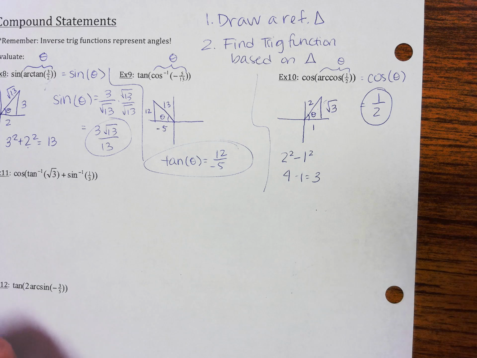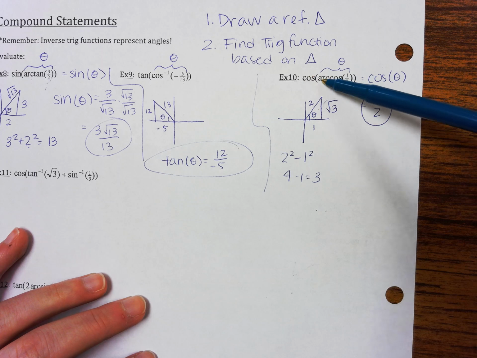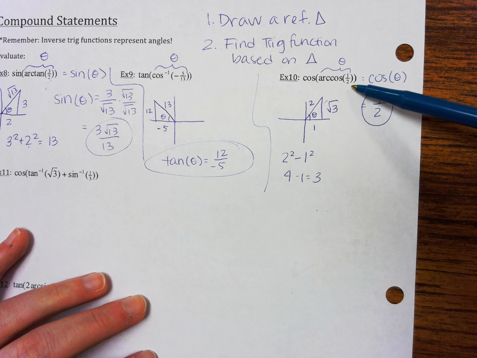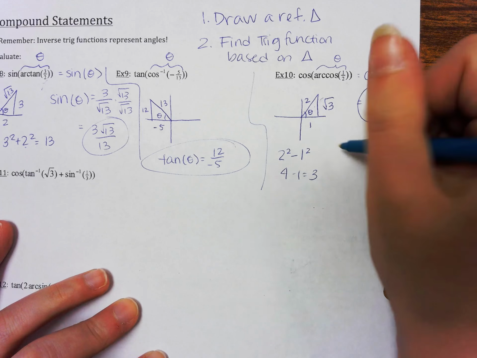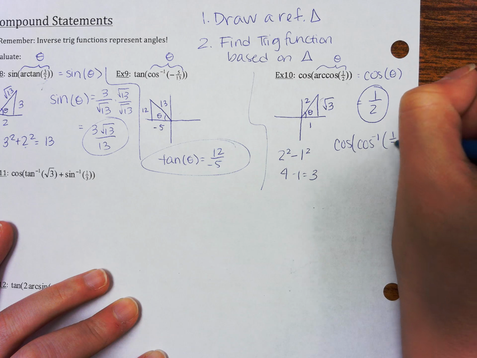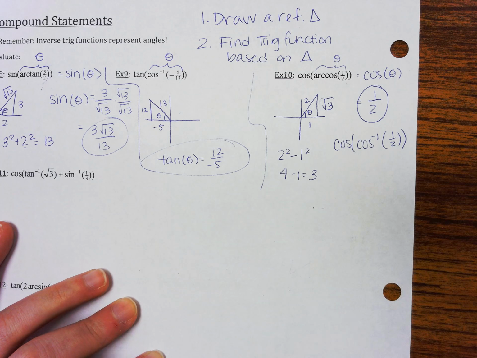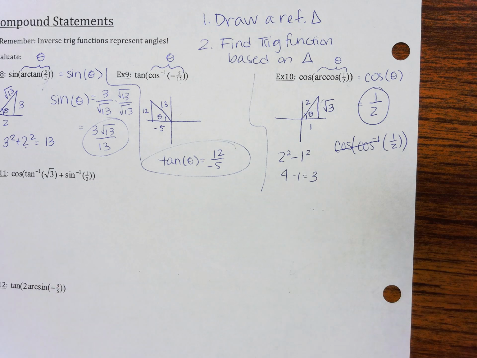Wait a second. So this cosine, we started with cosine of arc cosine, and then we ended up with 1/2. We ended up with the same ratio. So if you have cosine of cosine inverse of whatever is on the inside, these things cancel out. Remember, our inverse is how we undo a trig function, and vice versa. If we're trying to undo an inverse, we take a trig function of that.